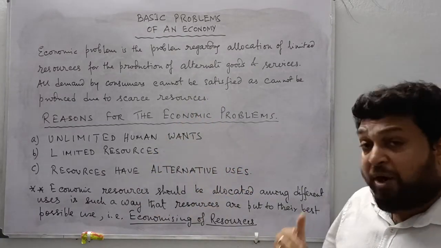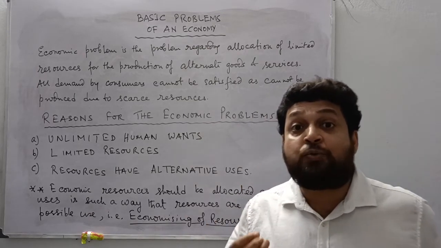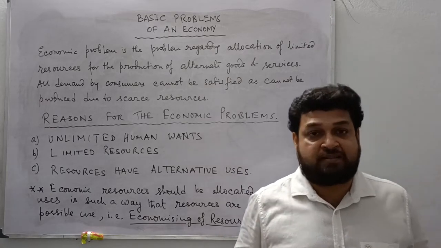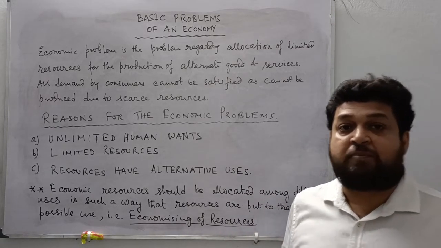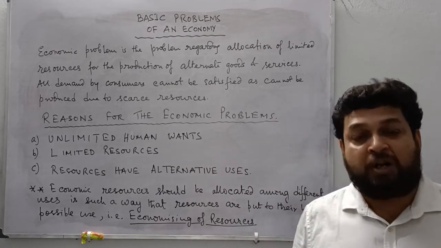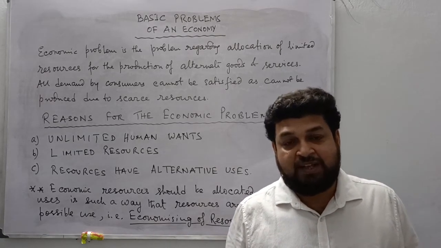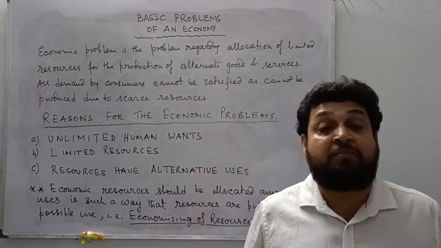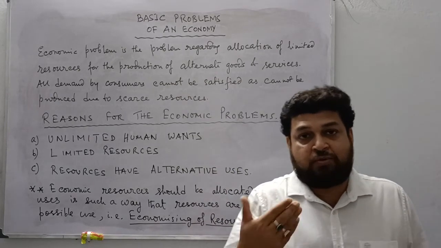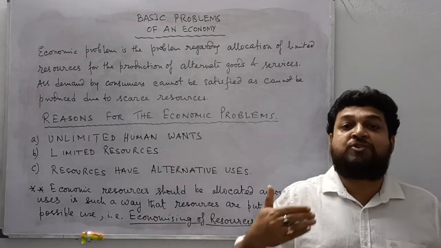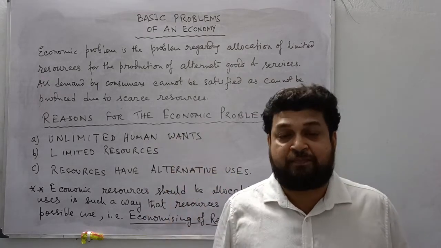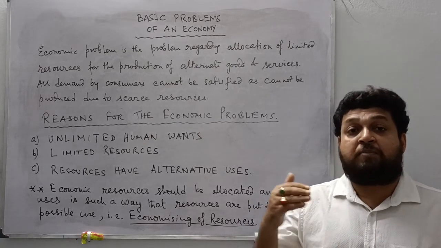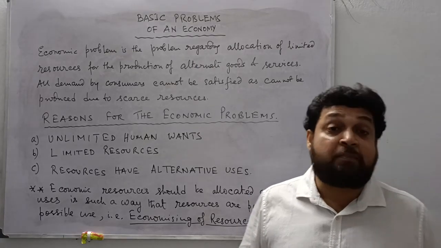Now, the point comes: what are the reasons? Why do these problems arise? The reasons for the problems are: human wants are unlimited. And human wants are not only unlimited, they are cropping up over time. They multiply over time. Whatever demand you have today, gradually our demand is increasing. So want is not only unlimited, but it's growing, it's multiplying.